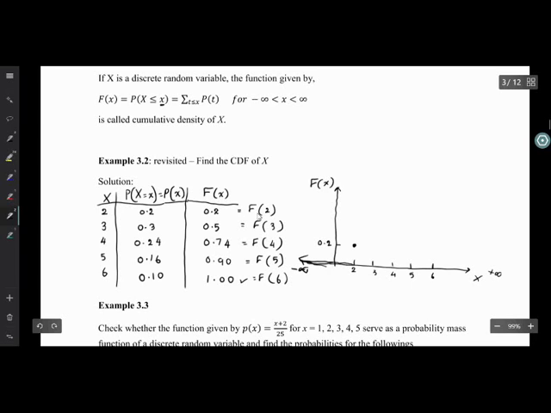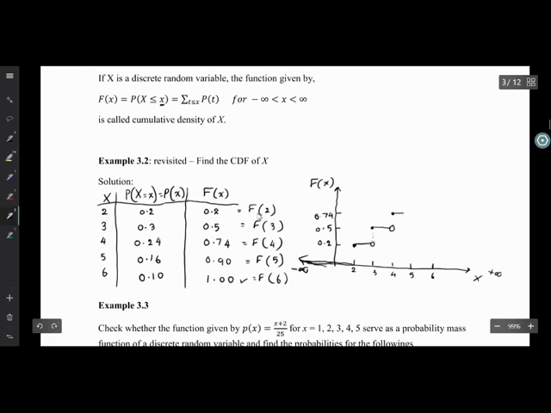and it will go likewise. And when x is 3, it will jump up to 0.5. Okay. So 0.5 is obtained at 3, but all the way up to 3, it remains at 0.2. And soon after you enter x equals 3, you get the CDF 0.5. And it will continue up to 4. And at 4, it will attain 0.74.